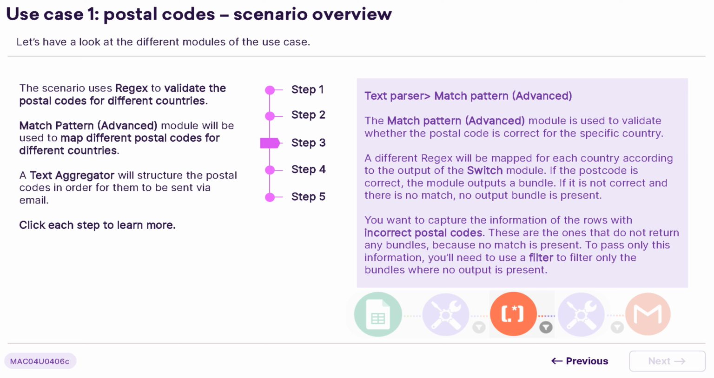But what happens if a postal code doesn't match? In that case, no output bundle is created. This is critical because we want to capture instances where postal codes are incorrect. By using a filter, we can identify these non-matching cases and focus on rows where no output bundle is generated. Finally, the information about incorrect postal codes can be gathered and processed further, making it easy to handle discrepancies and ensure data accuracy. This structured approach is not only efficient, but also allows for seamless validation and error management in various data sets.